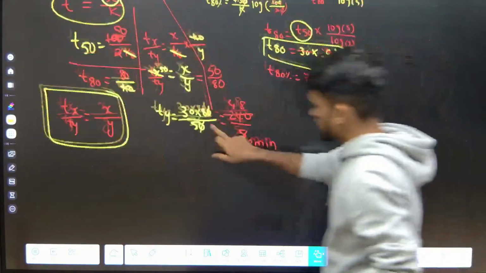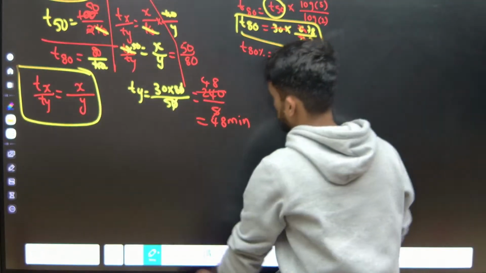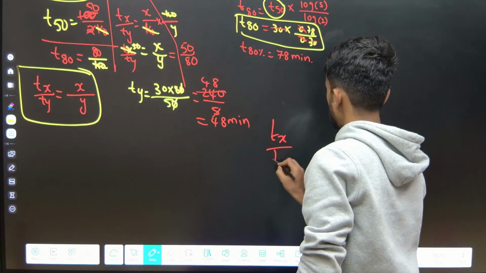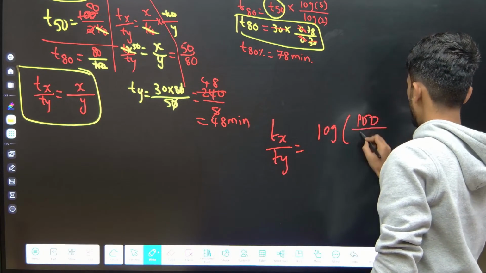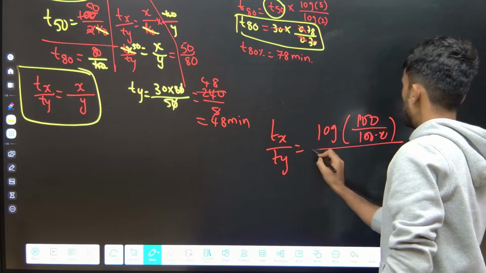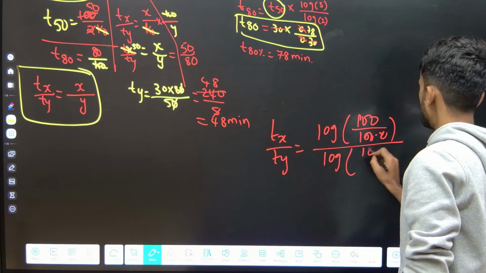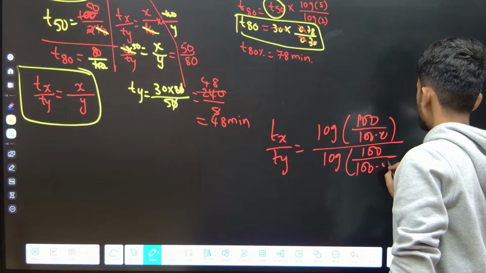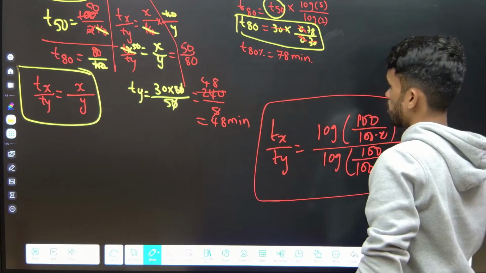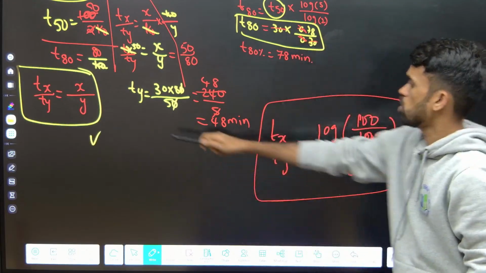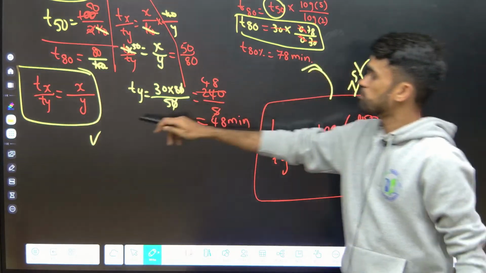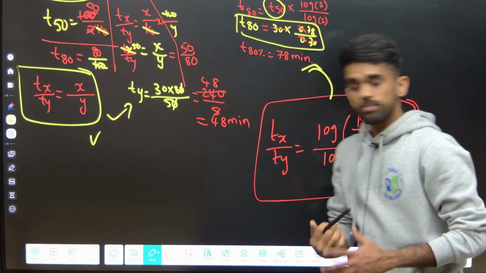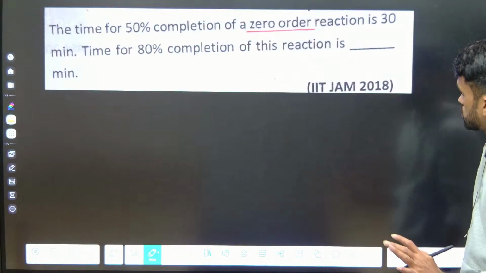In case of first order, what is the relation you will get? T X percent by T Y percent is equal to log of 100 by (100 minus X) divided by log of 100 by (100 minus Y), that's it. These are the two relations you remember, one for zero order and one for first order. You can calculate this type of model questions without any confusion, right.